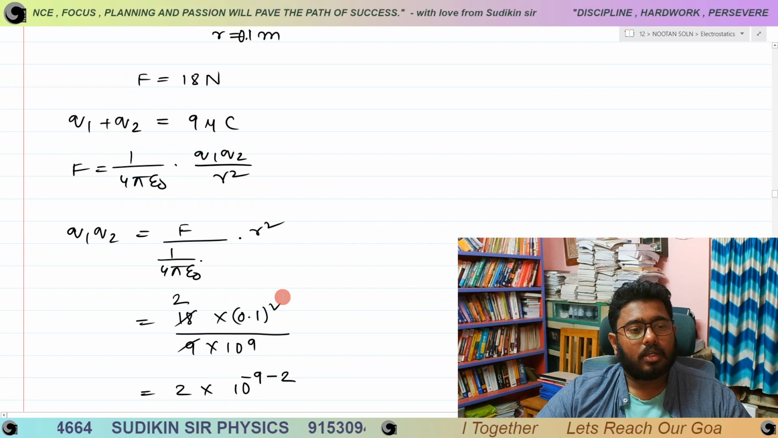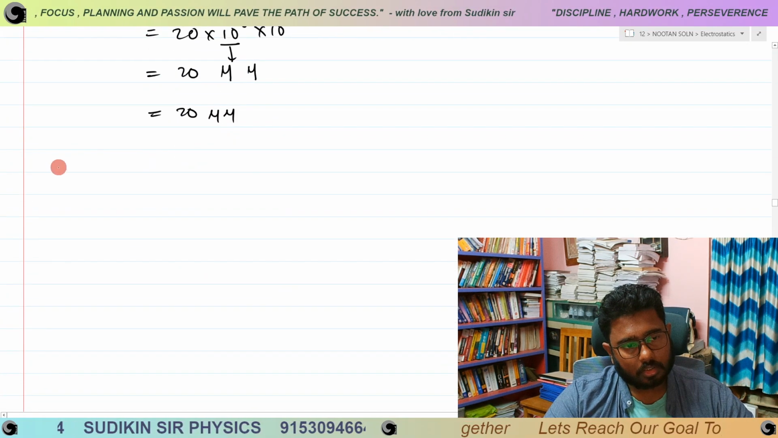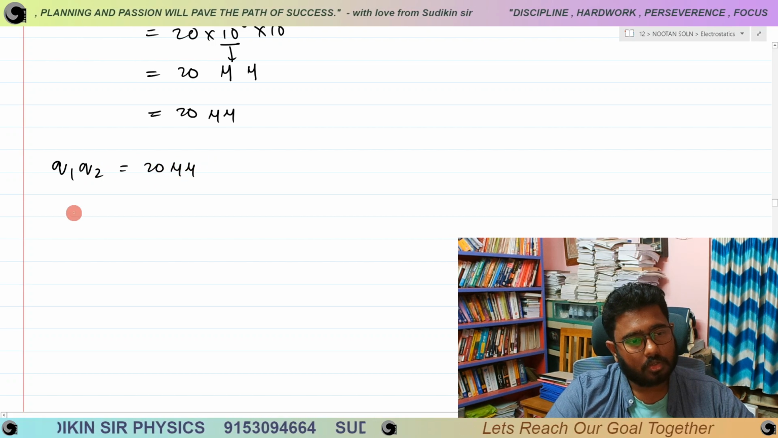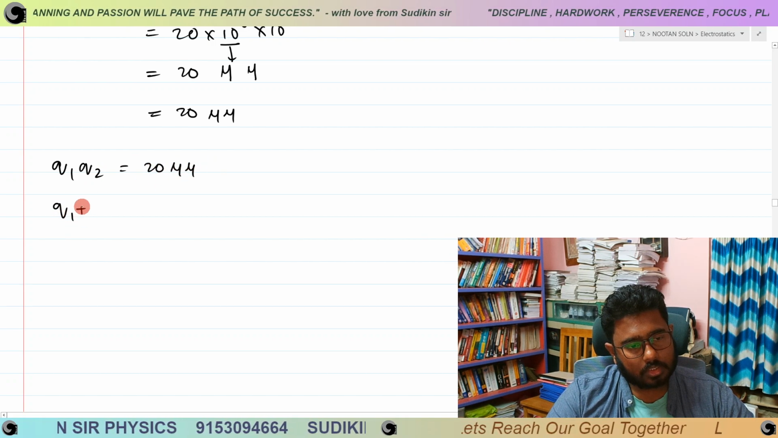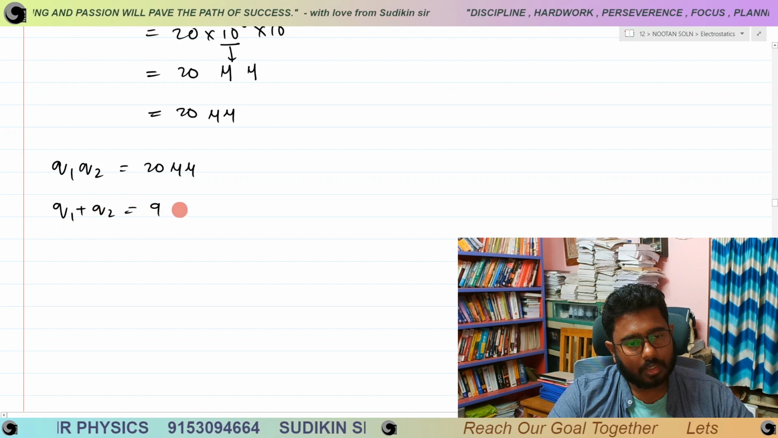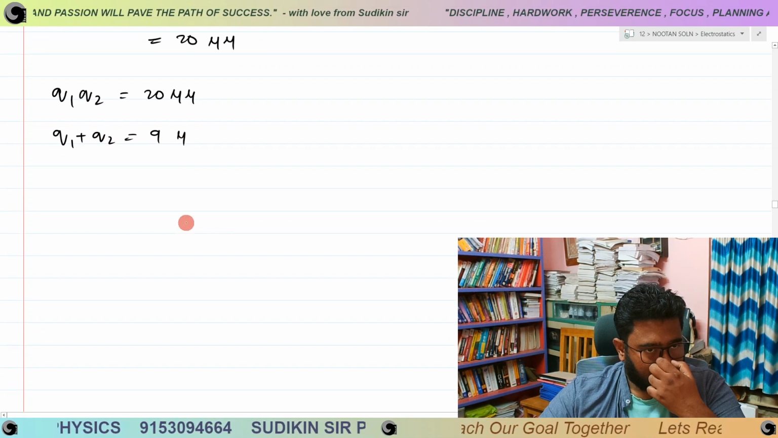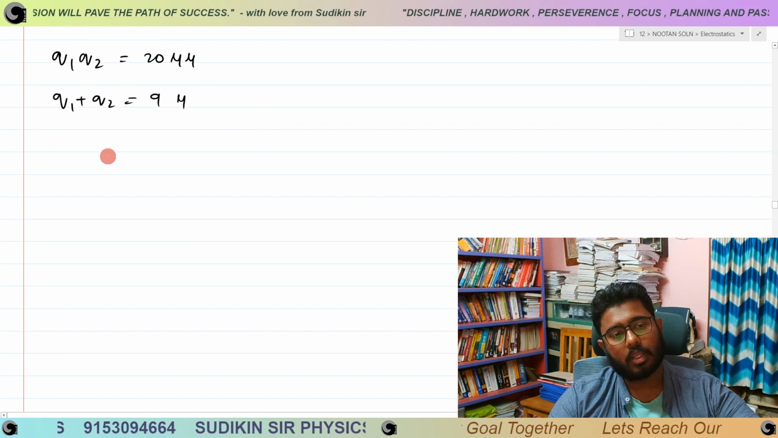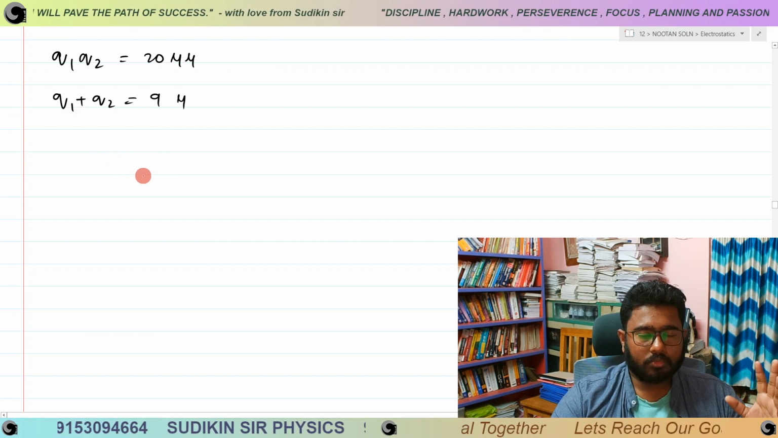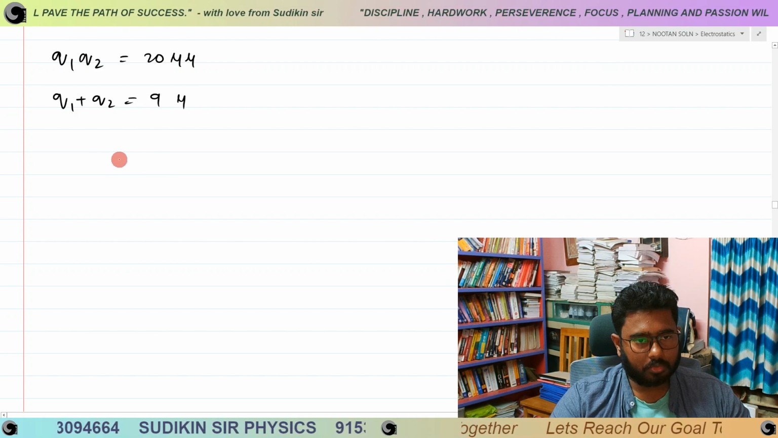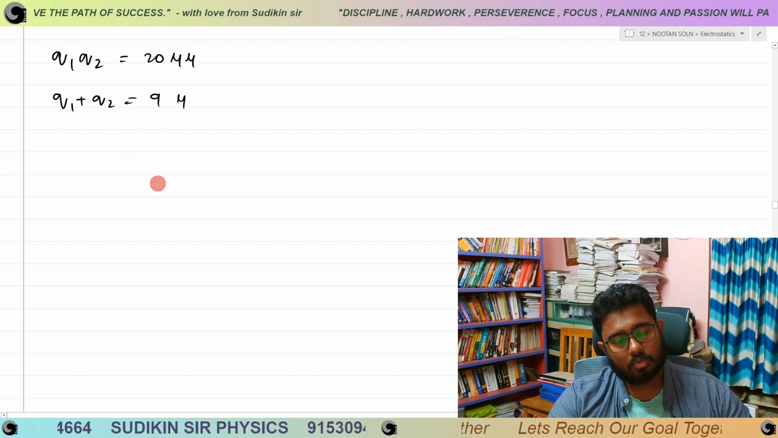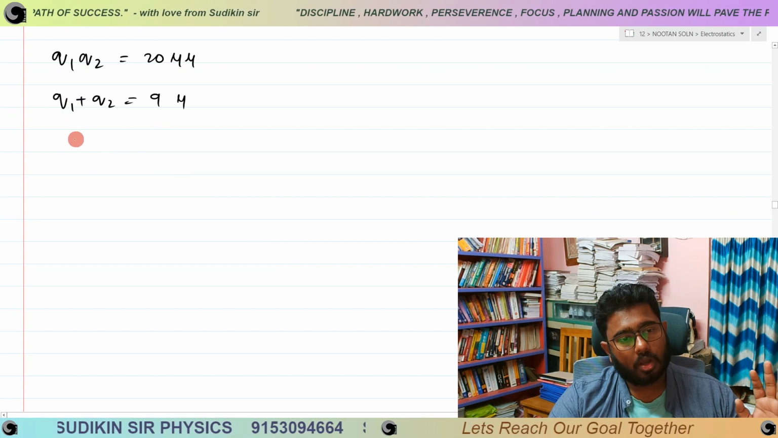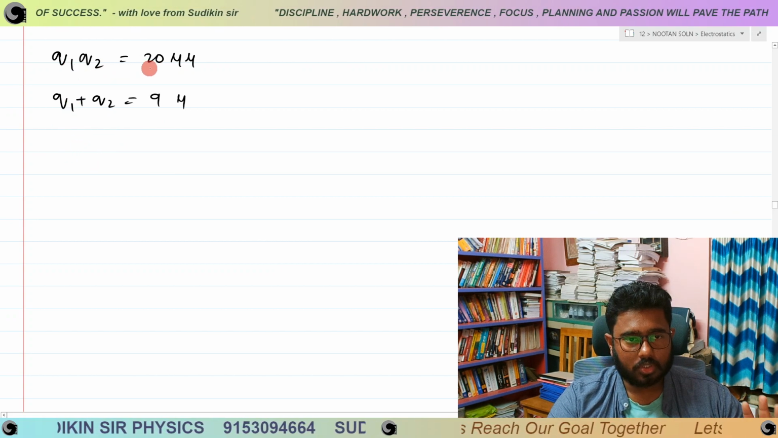Okay. Now what you get from here is that q1 q2 is 20 microcoulomb and q1 plus q2 is 9 microcoulomb. Acha, we can do it by a vague approximation, or we can do it in the form of quadratic equation. Both of the processes we can do. Okay, so the first way in which we are going to do is q1 q2 is 20 microcoulomb.